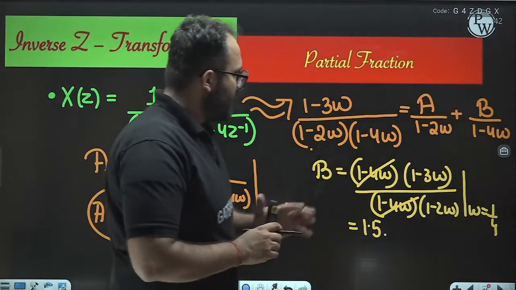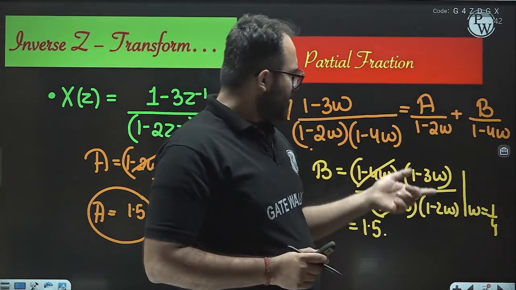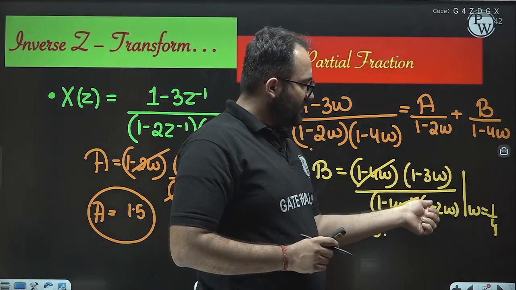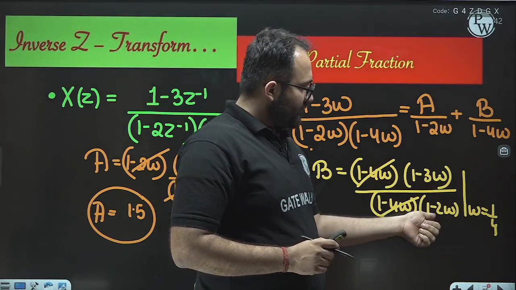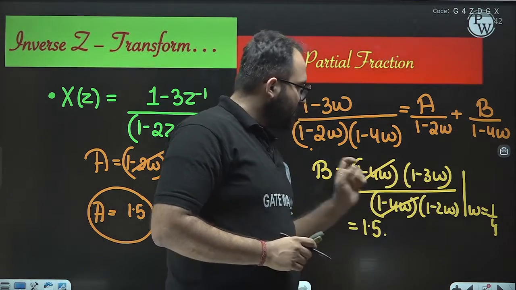Let me check. 1 minus 3 by 4, 3 by 4 is 0.75, so 1 minus 0.75 divided by 1 minus 1 by 2. 0.75 upon 0.5, that is 1.5. Okay, 1.5 is fine.